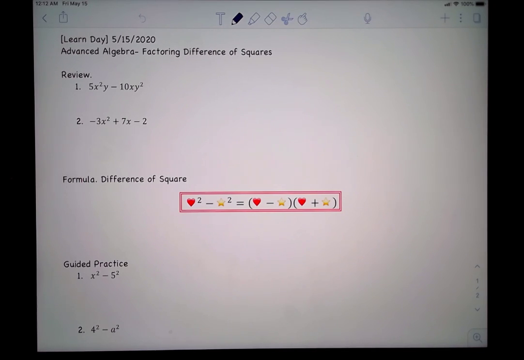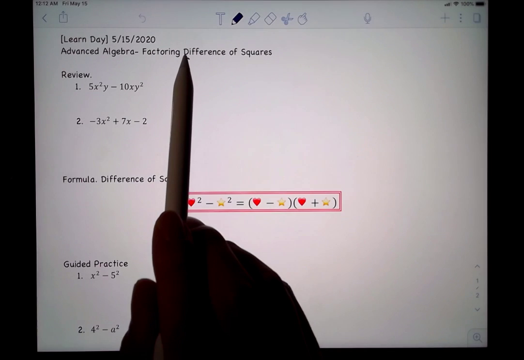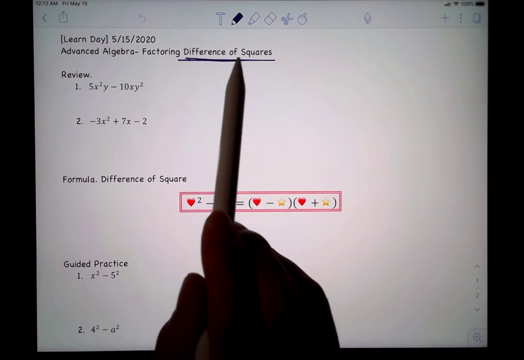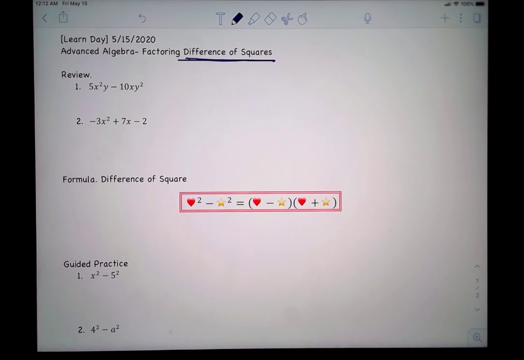Today is the last one on factoring. It's the last skill, or last technique, you will learn today. The title is difference of squares, right? So we will do this one. Before we start, let me go over something we learned before.